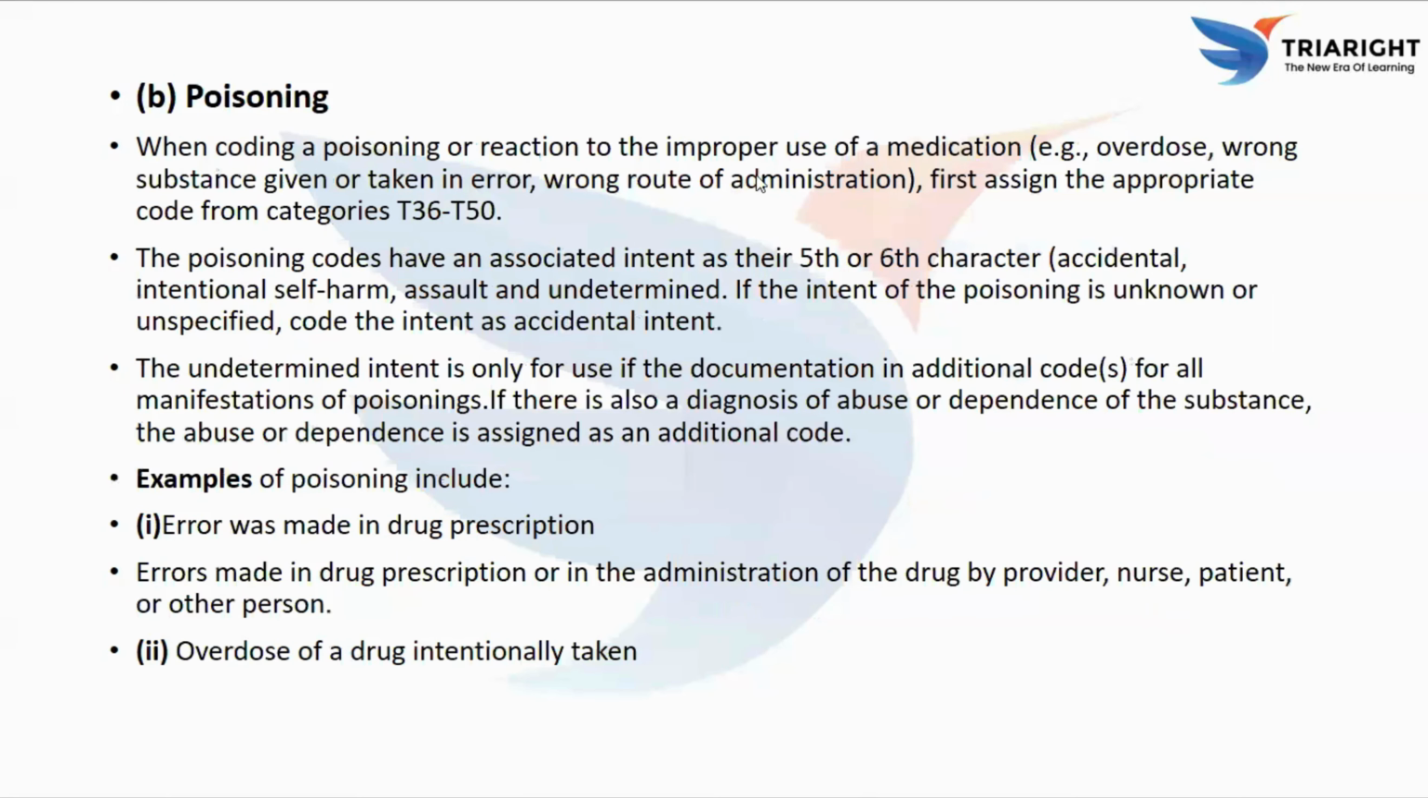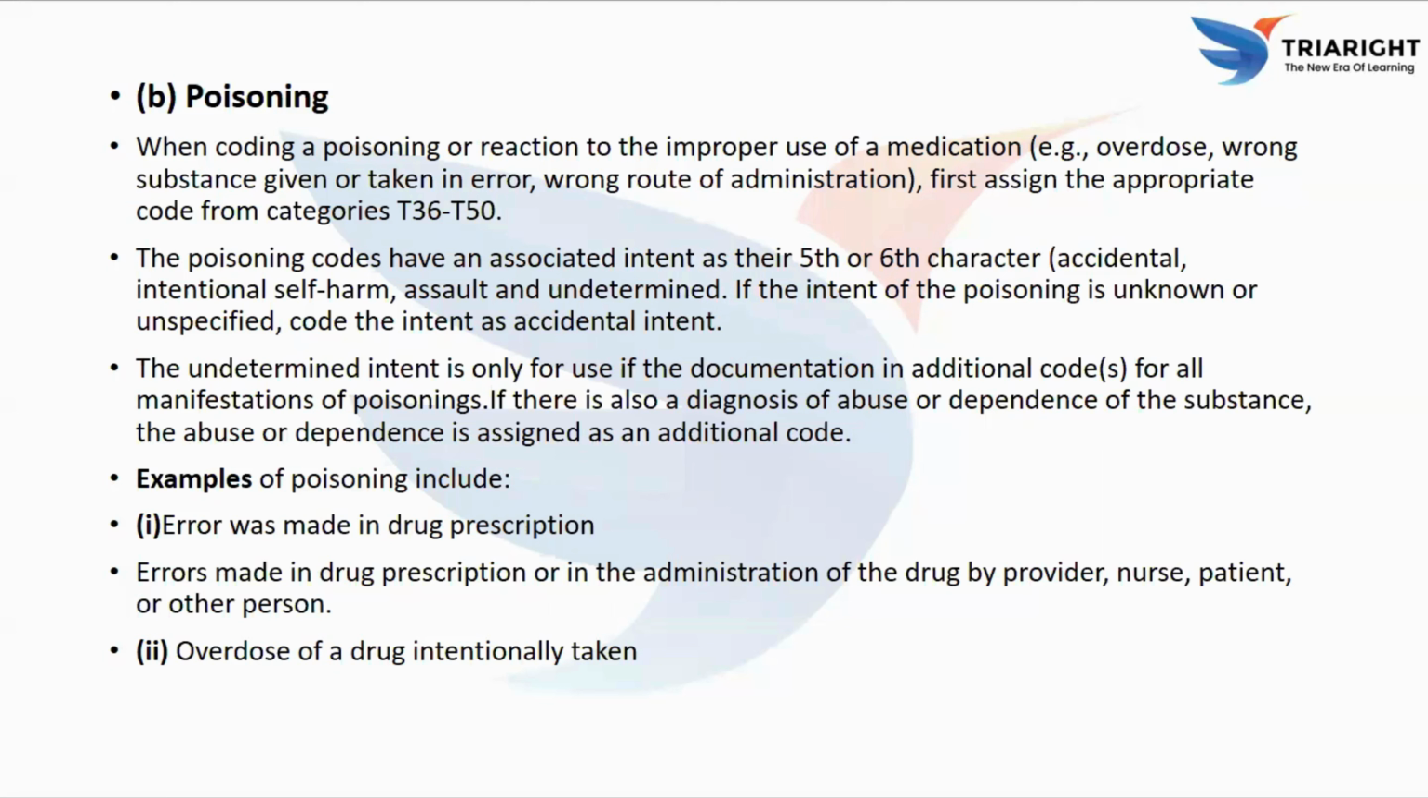So next is poisoning. In ICD-10-CM, what is poisoning? It refers to the harm caused by the improper use of a drug, medication or substance. This includes taking too much of a drug, taking the wrong drug, taking the wrong dose and taking a drug by the wrong route, for example, oral instead of injection. So these are drug errors made by a provider, nurse or patient.